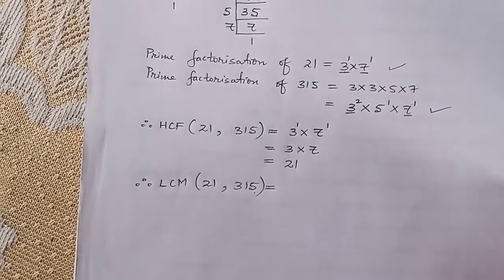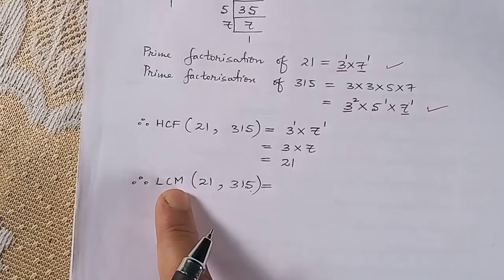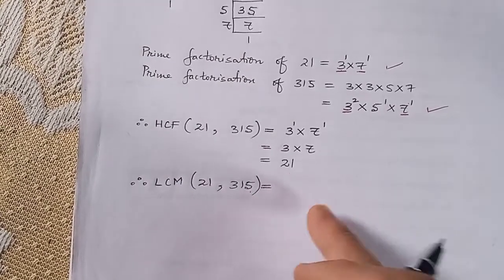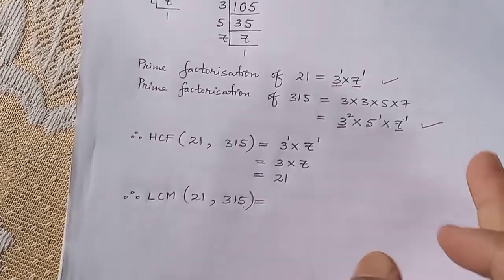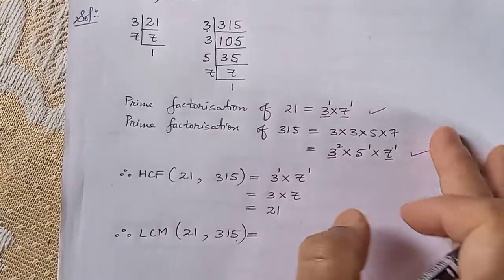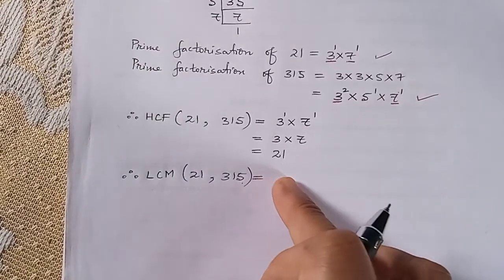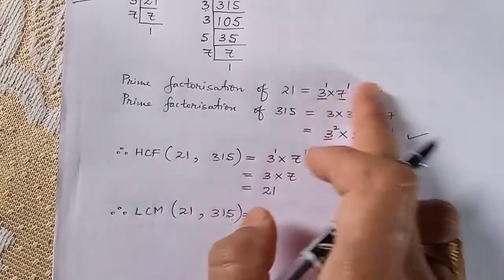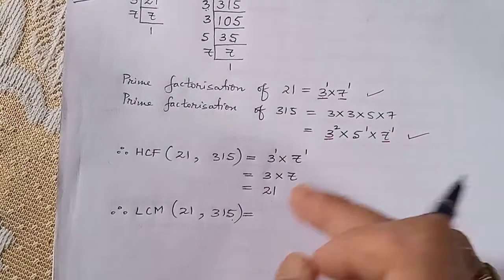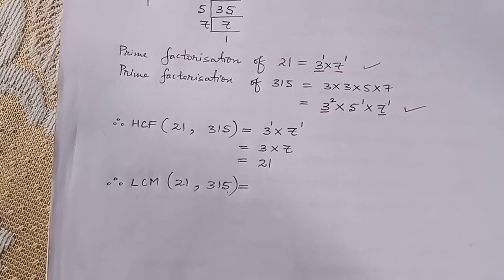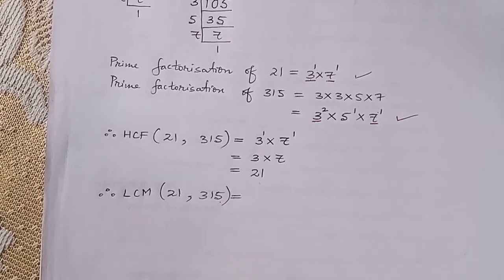Now let me tell you once again, LCM means lowest common multiple, and it is defined as the product of all the prime factors, whether common or uncommon, it doesn't matter. It should be all the prime factors which you find in all the given numbers, with the highest power. And keep in mind that after writing all the prime factors, we should write the power notations of those prime factors with the highest power.